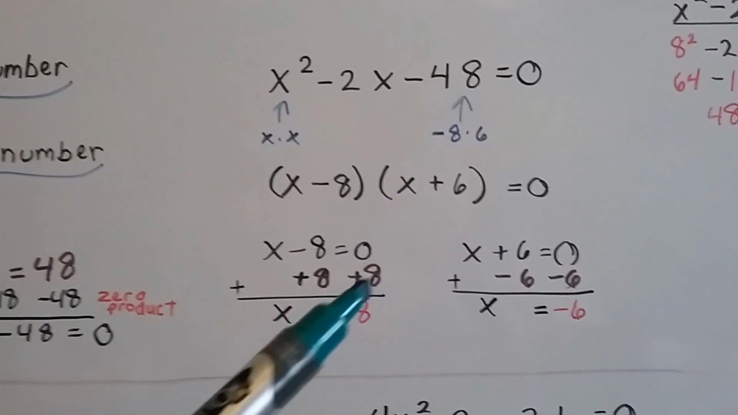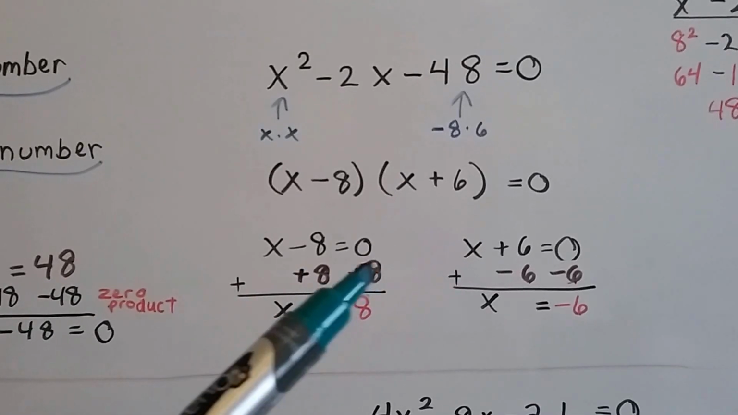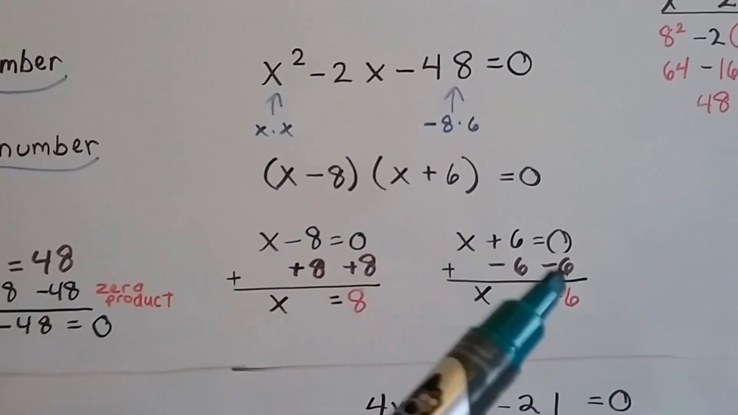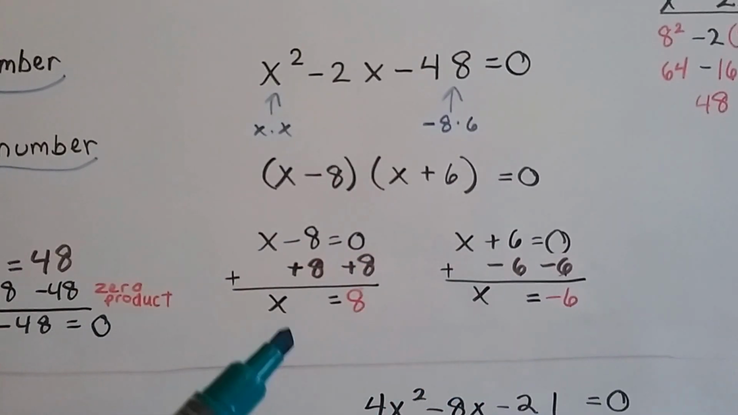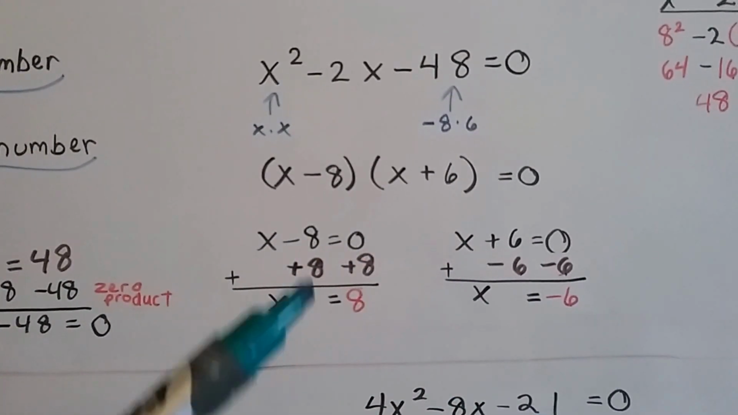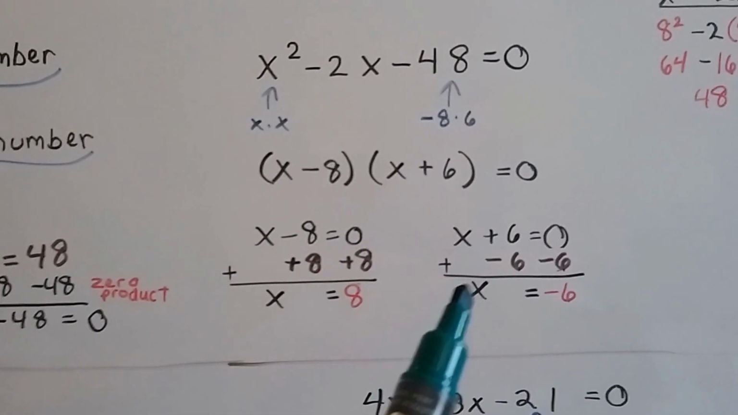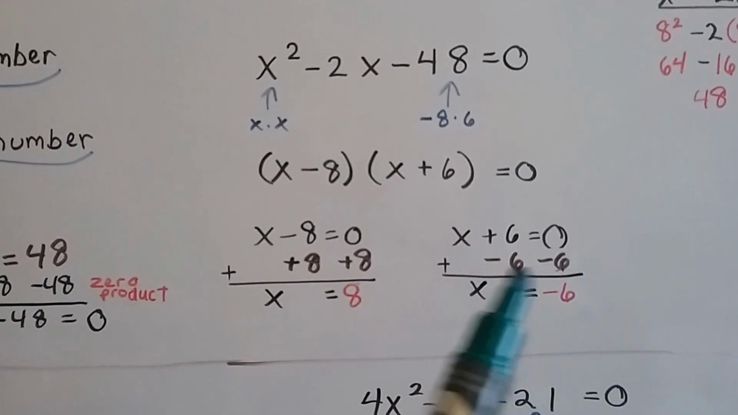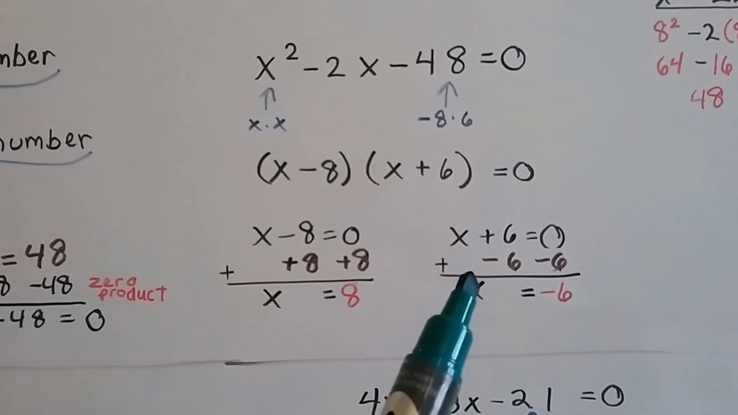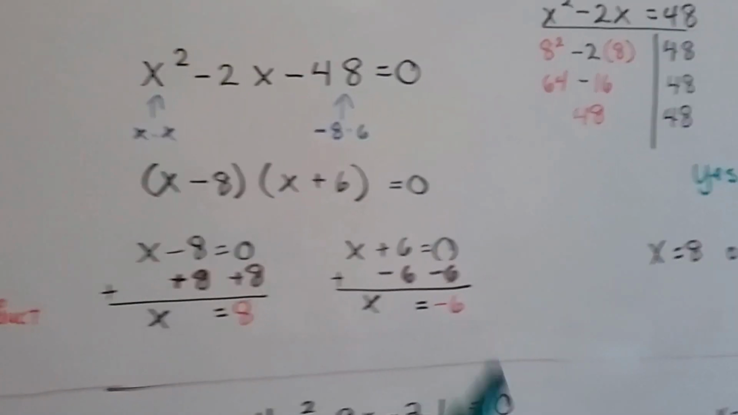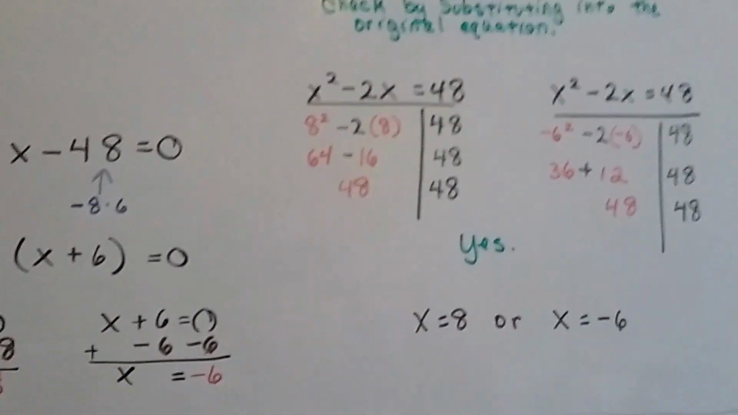And using additive inverses, we add a positive 8 to each side of this. We set each one of these factors to equal 0. It's this or this. And this creates a 0 pair here, and we get x equals 8. On this side, we add a negative 6 to each side because that's a positive 6, and we get x equals a negative 6.